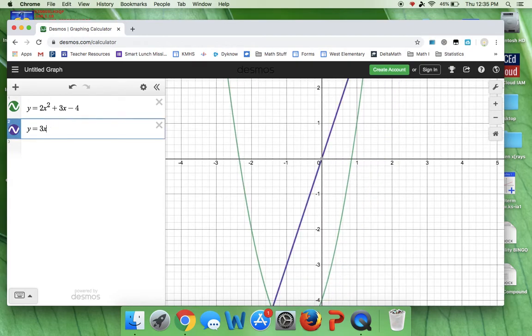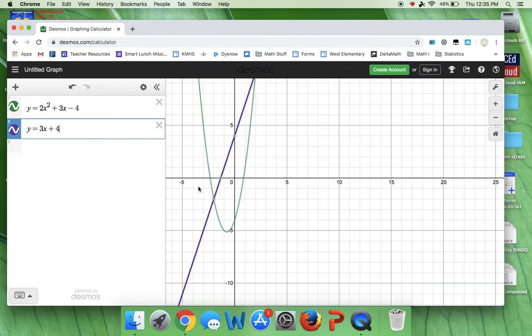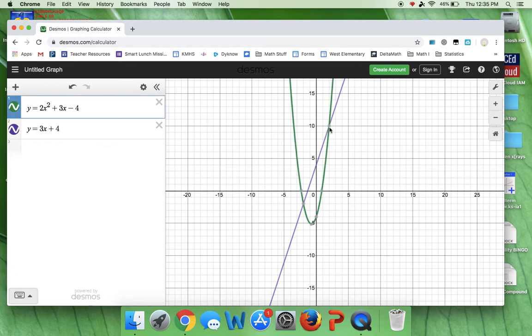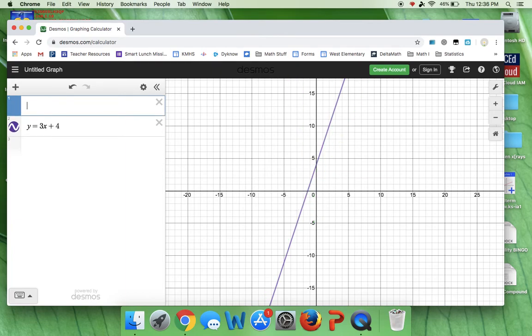I could play with this a little bit, and this one's going to have two solutions. You can see one's here at 2, 10 and one is here at negative 2, negative 2. So I would do substitution or elimination and solve this, and you would end up with two answers. And then I would come into Desmos, type it in just to verify that my answers are correct. Super cool. Another thing that we can do instead of parabolas, we can take a line and a circle.